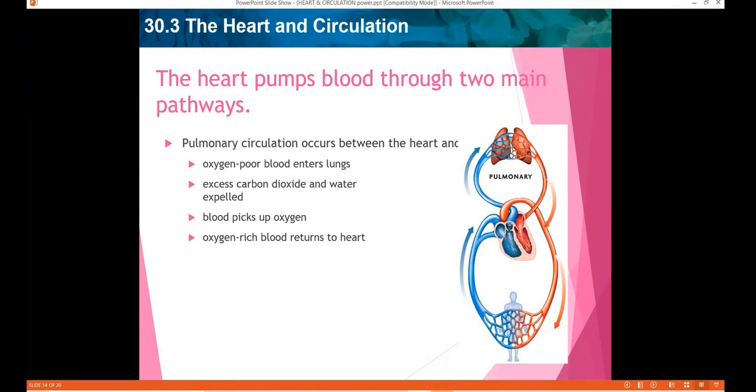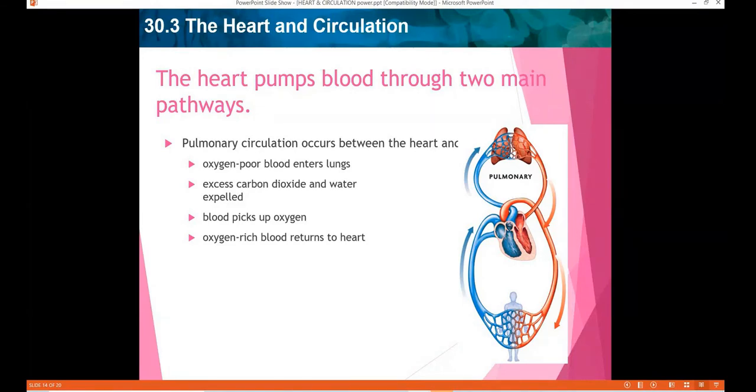Now, systemic circulation begins when the blood leaves the left ventricle, the largest chamber of the heart, and the blood then circulates through the torso, arms, legs, head and then returns to the heart. That is why you can see the picture of the body here, and the picture of the lungs here. Why? Because the pulmonary pathway takes place between the heart and lungs, and the systemic pathway takes place between the heart and the rest of the body.